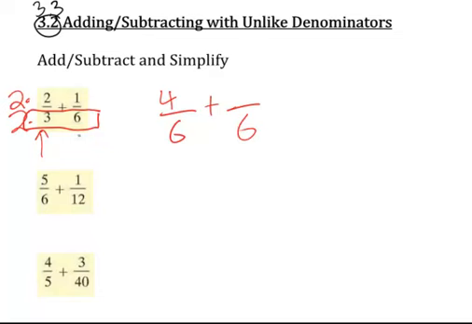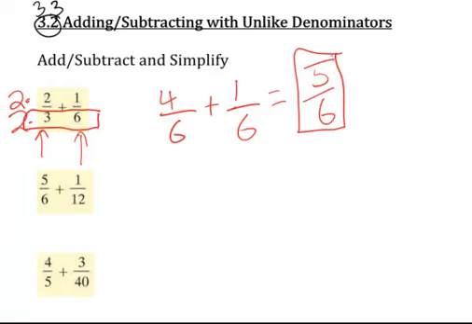Now if I do stare and compare again, if you notice I have a 6 here, well, I also have a 6 here. I didn't change that. So I'm not going to change this one either. Now, since my numbers on the bottom are the same, I can go ahead and add my numbers on the top. 4 plus 1 should give me 5 all over 6. And that's how I add or subtract fractions with a different denominator.